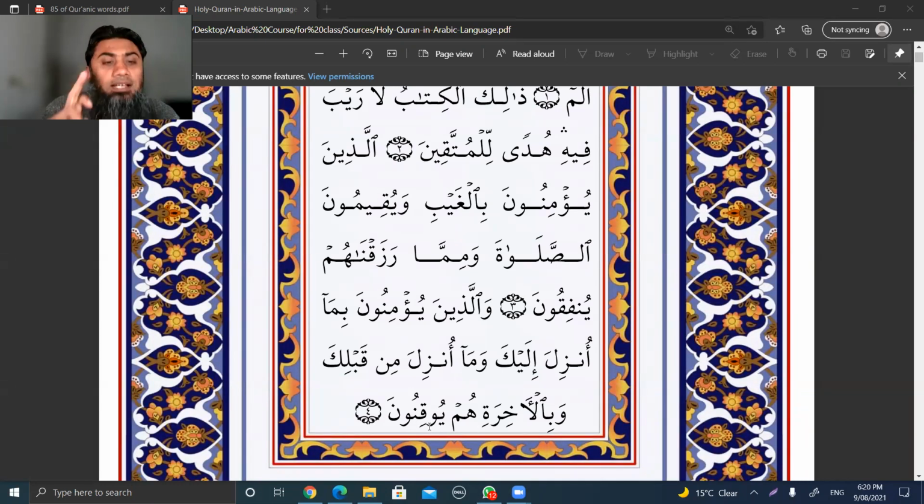Second point: if hum is the mubtada, now you're looking for the khabar. We know that khabar has 3 types. Number 1 is the one word category, which could be a clear one word, or a mawsuf sifa, or mudaf ilay. Obviously yuqinuna is none of them, because it's not an ism, it's a fail mudare. So it is not in the category of one word.